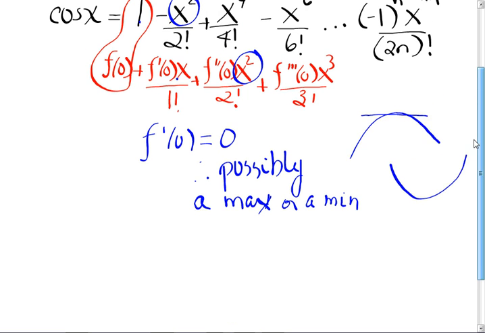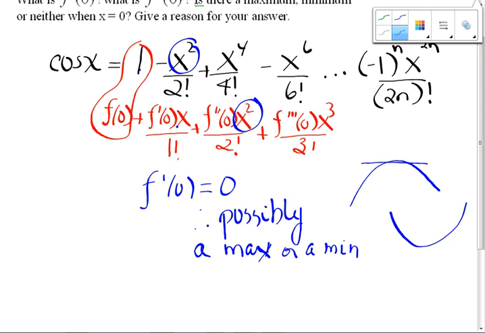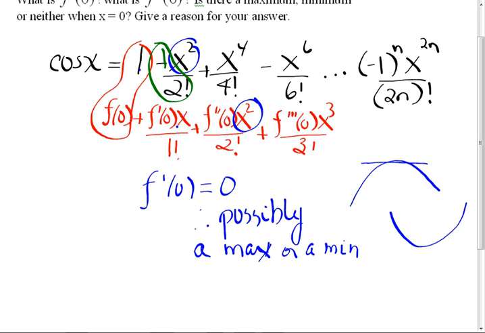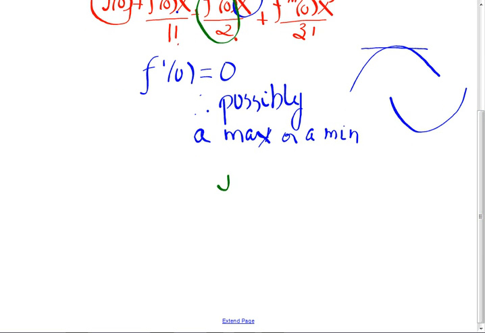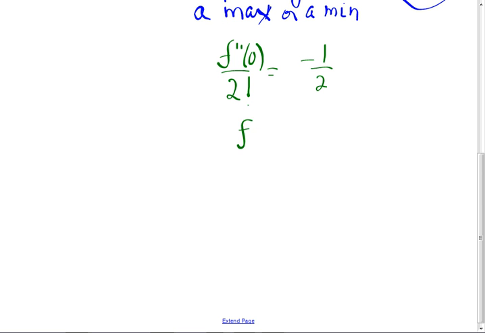So what's f double prime of 0? Here is f double prime of 0 divided by 2 factorial. So what's f double prime of 0? F double prime of 0 divided by 2 factorial equals negative 1/2. So what's f double prime of 0? Negative. If you want to be really safe, just say it's negative. Because if you say it's negative 1/2, they're going to mark it wrong. Because it isn't. It's negative 1.